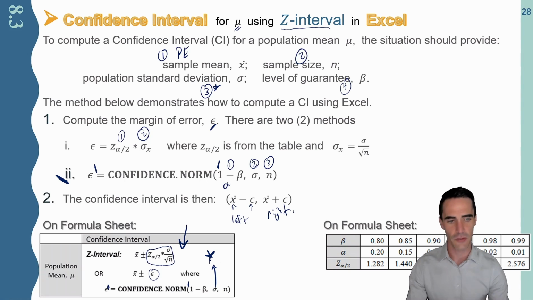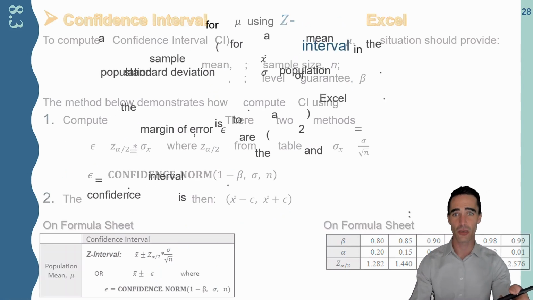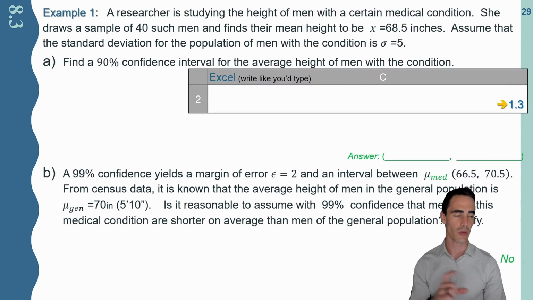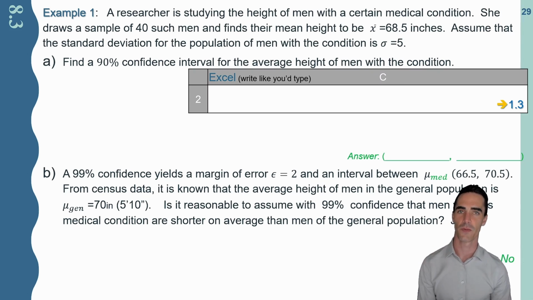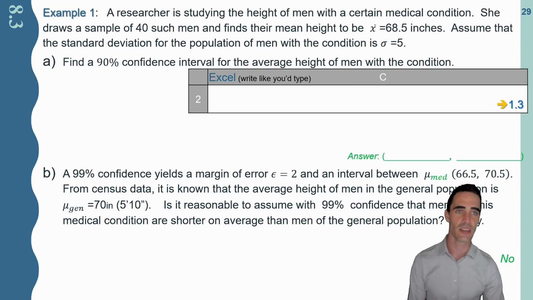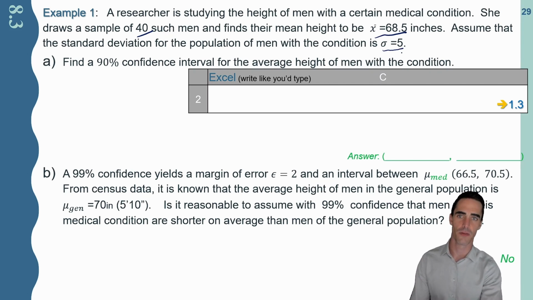All right, that's enough with the semantics. Let's actually get into an example computing and working with these confidence intervals. First example, a researcher is studying the height of men with a certain medical condition. She draws a sample of 40 such men and finds their mean height to be 68.5 inches. Assume that the standard deviation for the population of men with the condition is sigma equals 5.